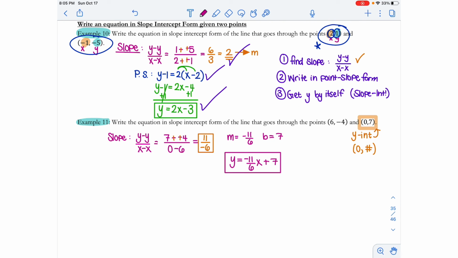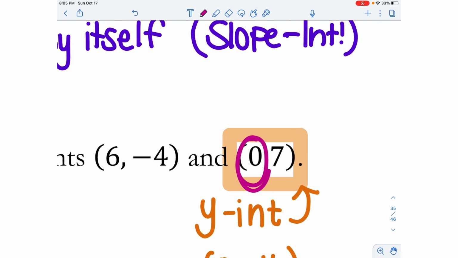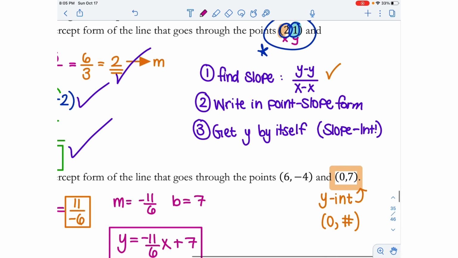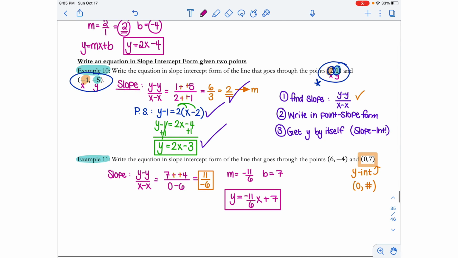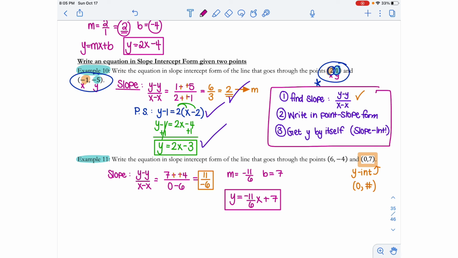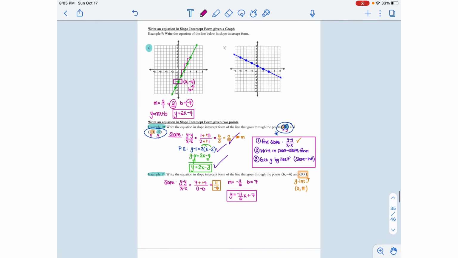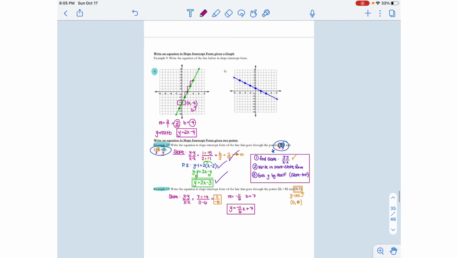You can only do this if one of the points starts with a 0, which did not happen in the problem above. So usually we have to do these 3 steps. The only exception to that rule is if one of the points that I was given is a y-intercept. So hopefully that makes sense. Go back and rewatch if anything didn't. But those are the notes for writing equations in slope-intercept form.